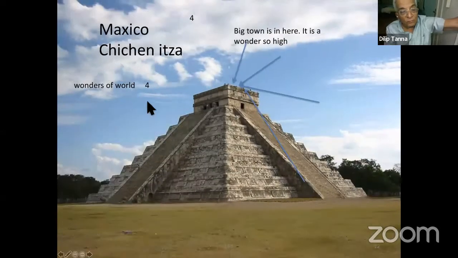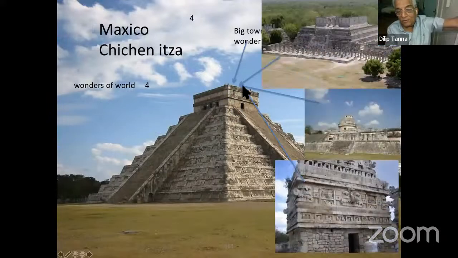This is the 4th wonder of the world, Mexico, Chichen Itza. This is this thing which you climb up. Fortunately, I had been there when I was young. And higher up, there is almost the whole thing which is there of this big thing. So it's a big one. It is a real wonder of the world. Higher up, you can see all these small things which are there.